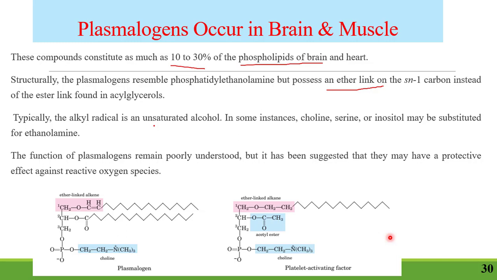reactive oxygen species. Here we have two types of plasmalogen and platelet activating factor, which have an ether link in carbon number 1, and platelet activating factor or PAF also, instead of this fatty acid, has an acetyl ester here.